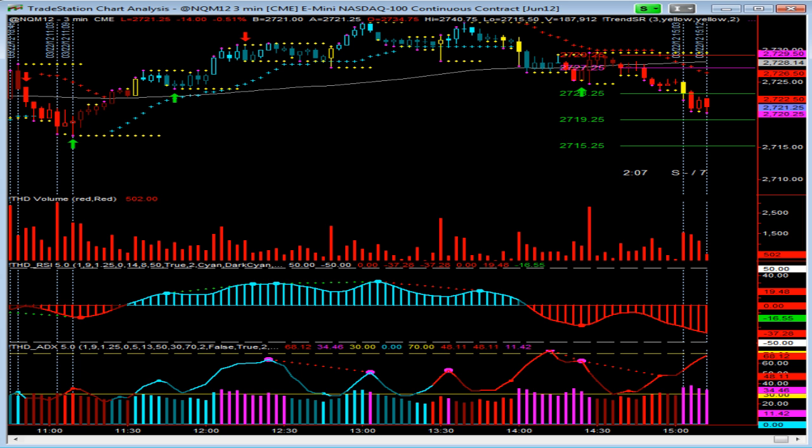I do have a stop at break even, which is basically 27.26.5. You see the ATR is sitting there. If this comes up as volume divergence, that would predict the ADX peak down here on the THD ADX.